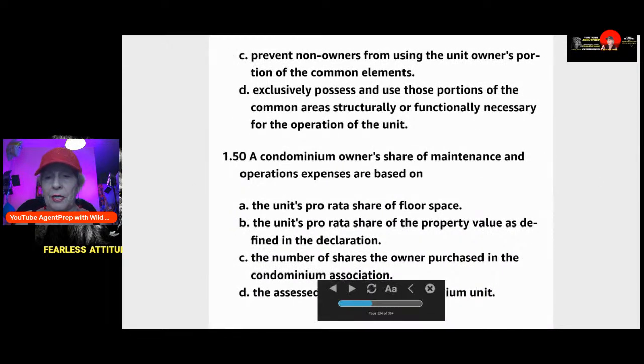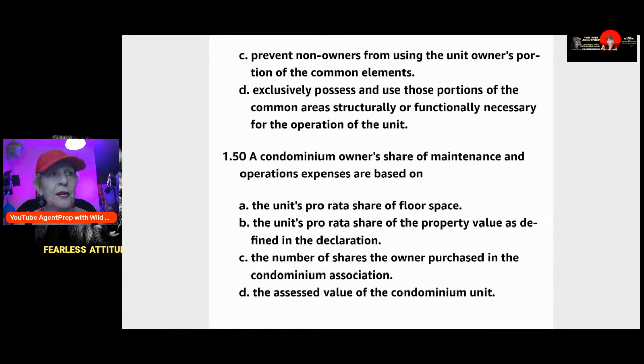All right, number 50. A condominium owner's share of maintenance and operation expenses are based on what? A, the unit's pro rata share of floor space. So how do they determine how much each individual is going to pay for that unit? Some units are going to be large, some medium, some small. So how do they determine that? B, the unit's pro rata share of the property value as defined in the declaration. C, the number of shares the owner purchased in the condominium association, or D, the assessed value of the condominium unit.